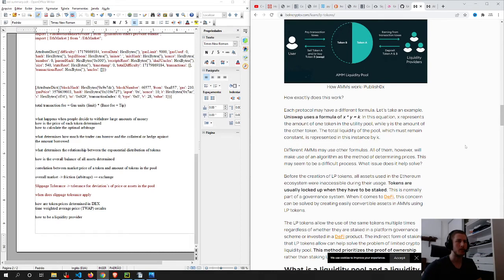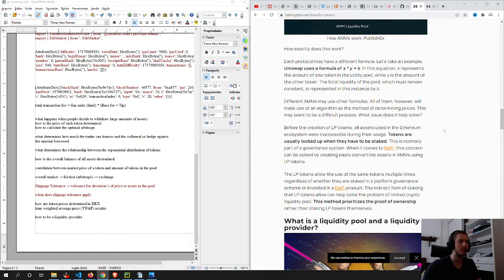Each protocol may have a different formula. Let's take an example. Uniswap uses a formula x times y equals k. In this equation, x represents the amount of one token in the liquidity pool, y is the amount of the other token. The total liquidity of the pool, which must remain constant, is represented in this instance by k. So the pool is always 100%. The amount of coins inside of the pool is going to be determined by the distribution, which follows this equation.